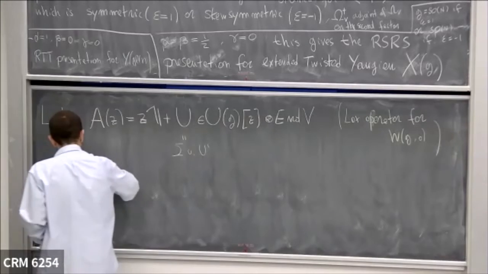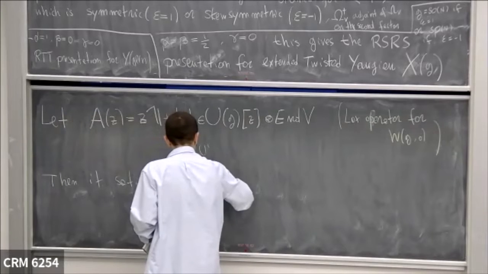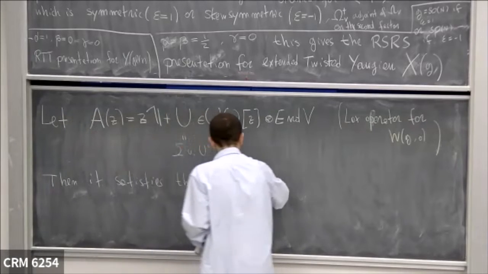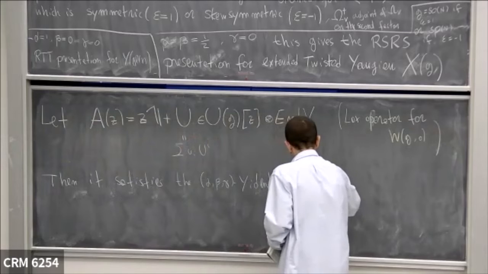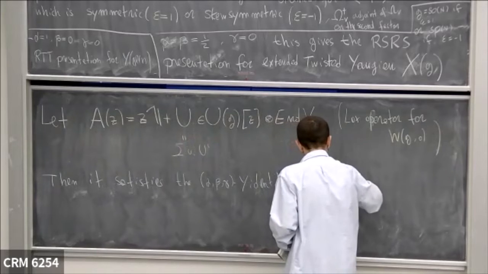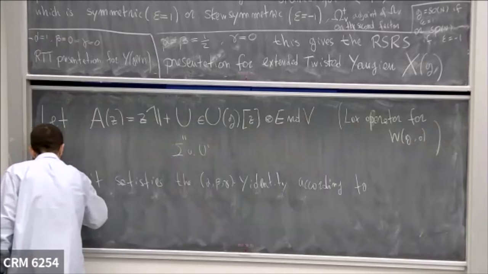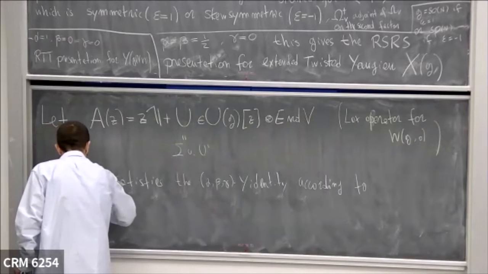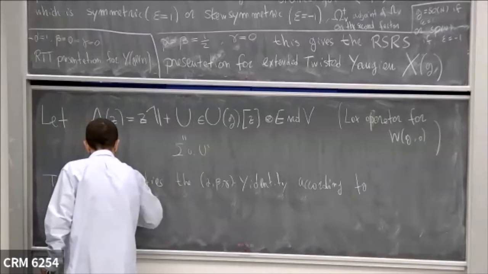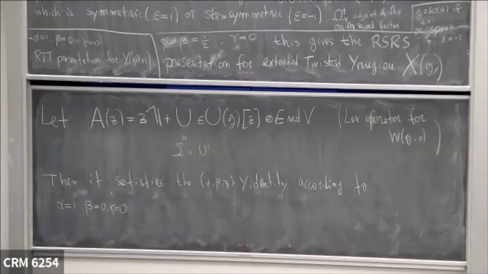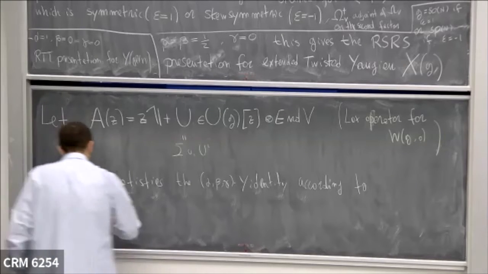And then it satisfies the alpha, beta, gamma identity, the Yangian identity. According to the following, we can write a table. One case was already studied. So if alpha is 1, beta is 0, and gamma is essentially, let's say, also 0, this is what I tried to motivate at the beginning. So it's GLN, SLN. And I remind you, this is the RTT relation.